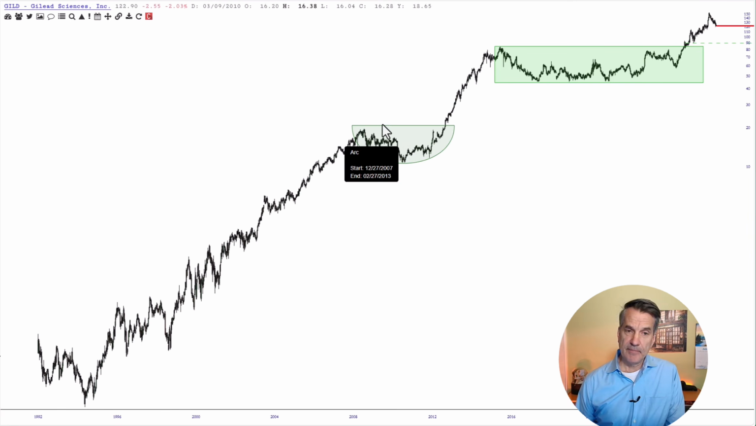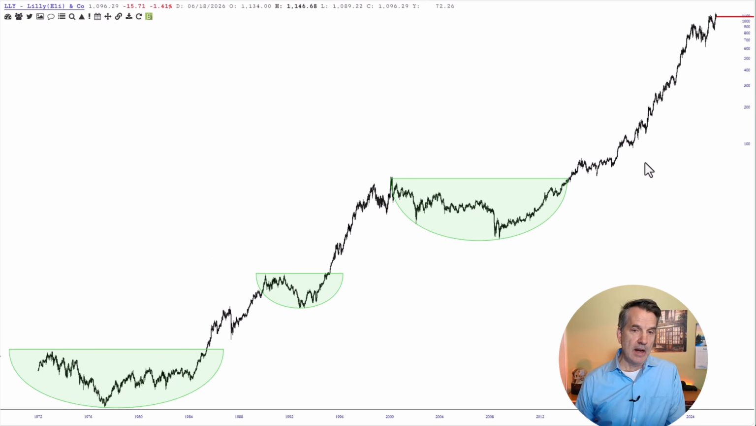Gilead, G-I-L-D. Here's a beautiful rounded bottom here. And here again, much, much longer and more substantial, and probably has plenty of years to go after this enormous base. But once again, we have here a situation of repetition. How did this particular stock behave with this particular pattern?